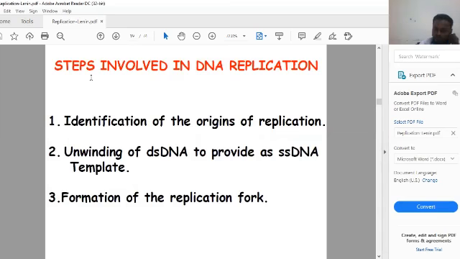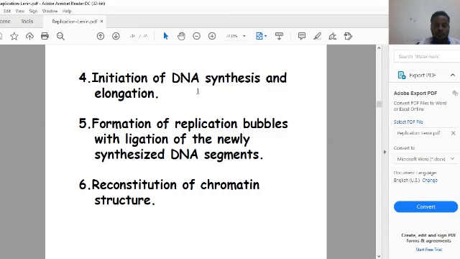So what are the steps of replication? First is identification of the origin of replication. The second is unwinding of the double-stranded DNA to provide a single-stranded DNA template. The third is the formation of the replication fork. The fourth is the initiation of DNA synthesis and the elongation process. The fifth is the formation of the replication bubble with ligation of the newly synthesized DNA segments. And the sixth is the reconstitution of the chromatin structure.